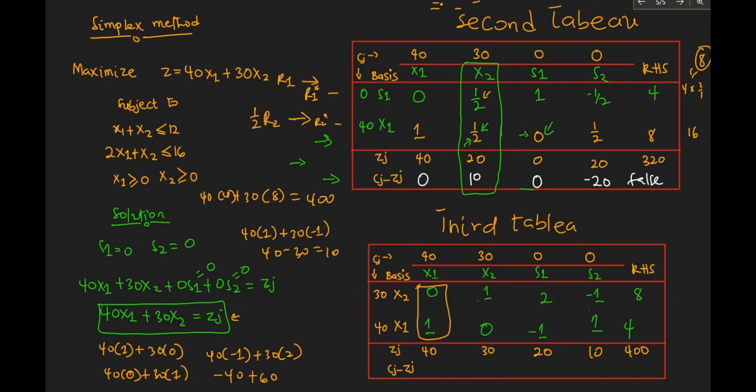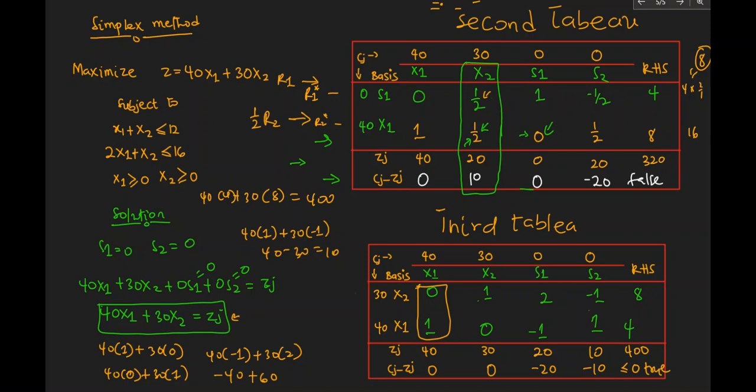Now let's look at the cj minus zj. For this one, I'm going to have this 40 being subtracted from this 40, and that'll give us 0 here. 30 minus 30 will also give us 0. 0 minus 20 gives us minus 20. 0 minus 10 gives us minus 10. So all these values are less than or equal to 0, right? This is what's true. So that tells us that we've gotten our optimum solution.